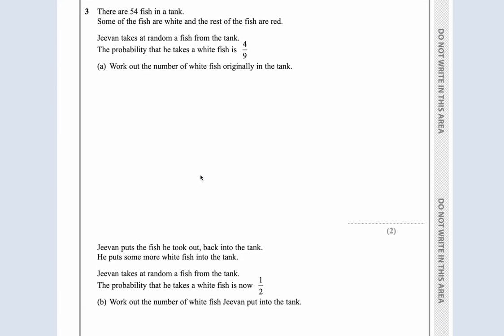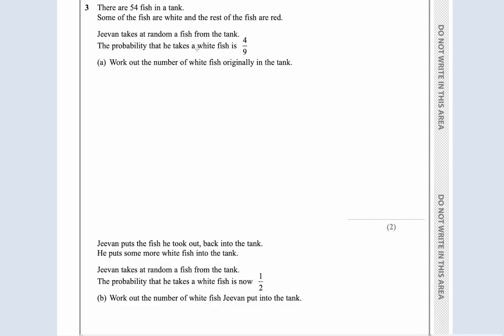Okay, question 3. There are 54 fish in a tank. Some are white and the rest are red. Jivan takes at random a fish from the tank, and the probability he takes a white fish is 4/9. How many white fish were originally in the tank? Now basically, guys, this is a fancy way of saying 4/9 of the fish are white. So I can just say 4/9 of 54. I could do 4/9 times 54 on my calculator, or it's just divide by 9 is 6, multiply by 4 is 24. So there's 24 white fish originally.